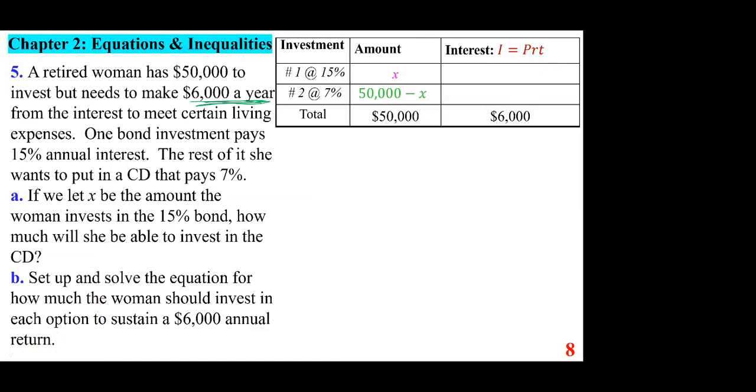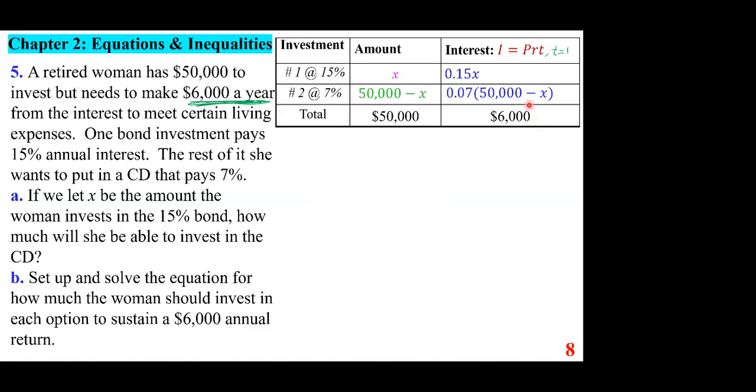A year, okay? So T equals 1. This is a year. Therefore, the amount of interest is the product of these two times 1. We don't have to write it. So it's just 0.15x. And this one is 0.07 times 50,000 minus x. So this is 0.15x. This is 0.07 times 50,000 minus x.